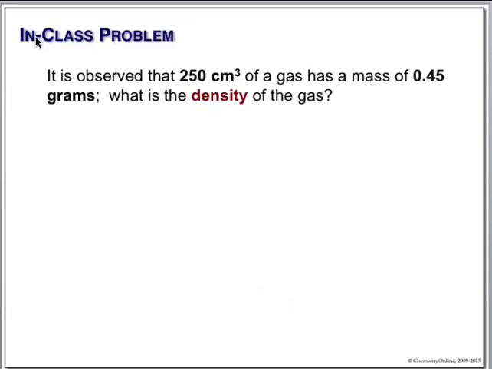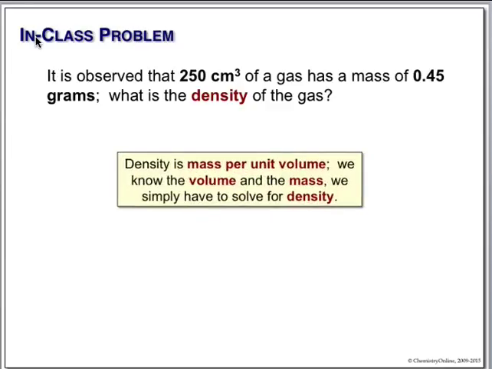Let's go ahead and do a quick problem. We're dealing here with a gas. We have 250 cubic centimeters, and we see the mass is 0.45 grams. What we're looking for is the density. Now remember, density is mass per unit volume. We know the volume, 250 cubic centimeters, and we know the mass. So all we have to do is simply divide the two in order to get density.